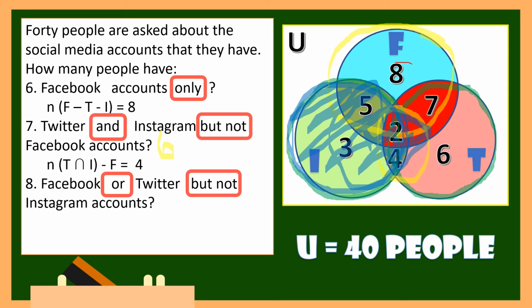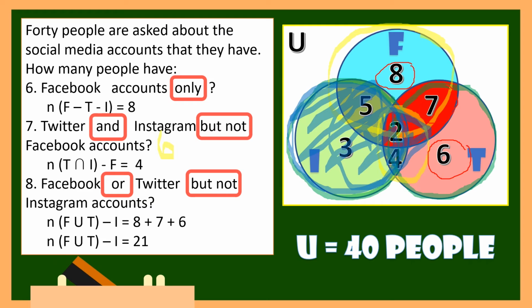So, simply, we have 8, we have 7, and we have 6. So, hindi kasama si 5, si 2, at si 4. Kahit nasa loob pa siya ni Facebook at ni Twitter. Bakit? Kasi nga, nag-overlap na siya kanino? Kay Instagram. Sabi nga natin, but not Instagram. So, ang sagot lang natin sa letter A, number 8 should be 8 plus 7 plus 6 is simply 21. So, ganun lang po kasimple.